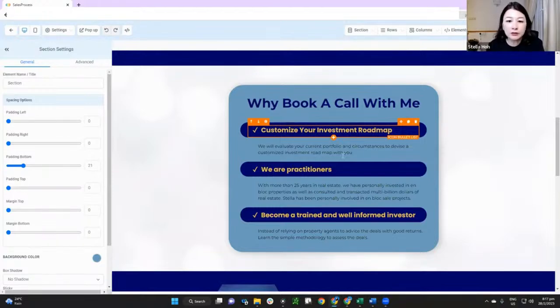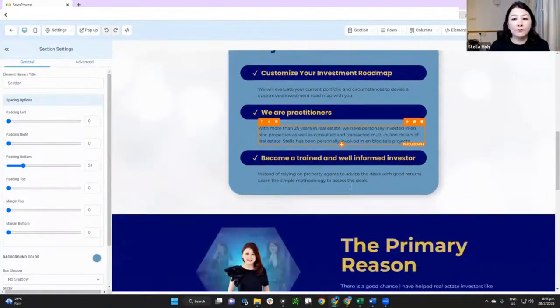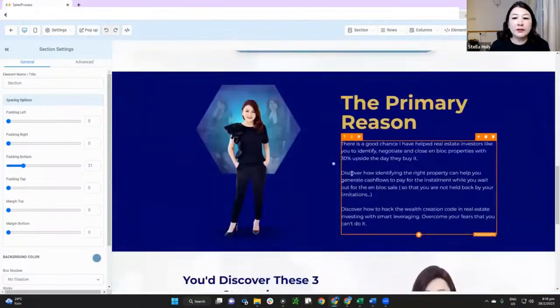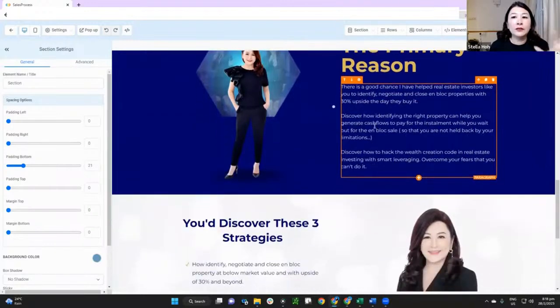We are practitioners. In my case, I said become a trained and well-informed investor. Yours will change. So the 3-pointer, why you want them to have a call with you. So the primary reason why they want to work with you is similar to your result. So, okay, can you see? I put away my face. Okay. So, okay. Discover the right property, generate cash flow, the 3, 1, 2, 3.